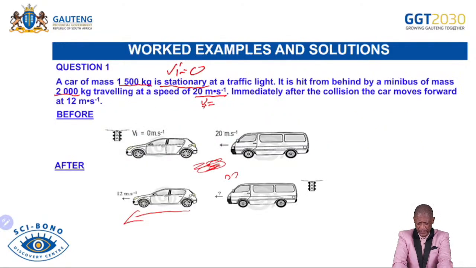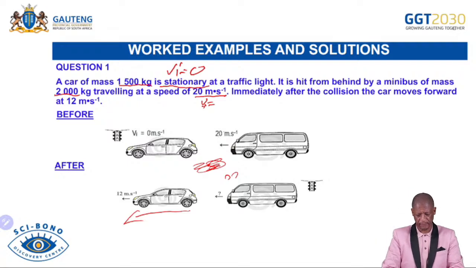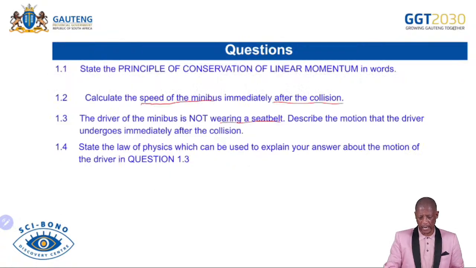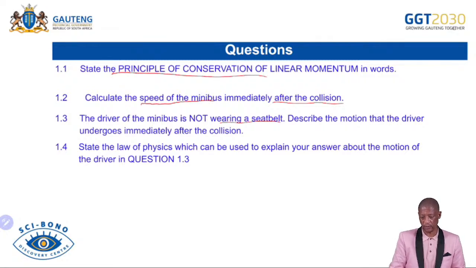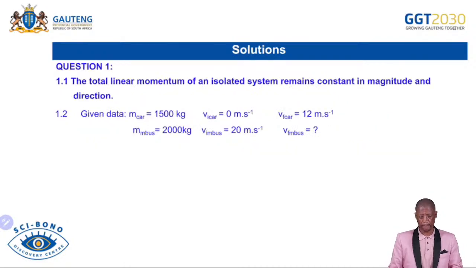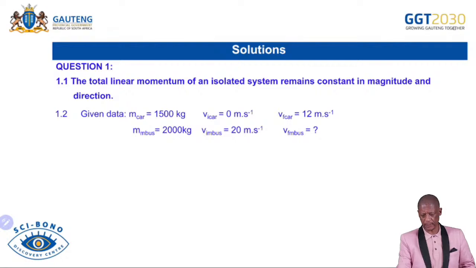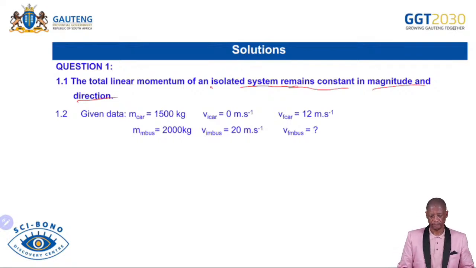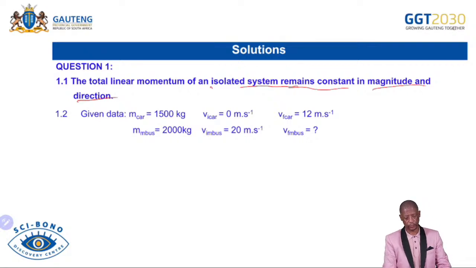These are the questions for this worked example. We're given the scenario here. We understand the scenario, and we must apply what we are given. We've collected data to use to answer this question. So number one, we are asked about the principle of conservation of linear momentum. The total linear momentum in an isolated system remains constant in both magnitude and direction. This is what we need to know.